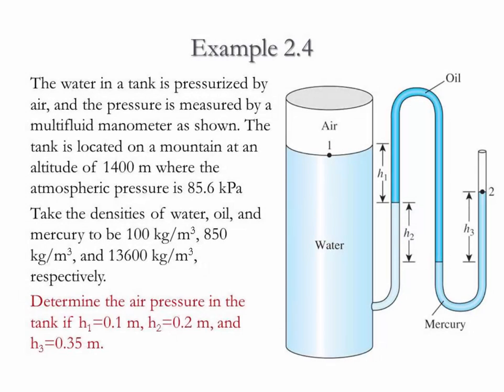Example 2.4. In this example, water in a tank is pressurized by air and the pressure is measured by a multi-fluid manometer, as is shown in the figure. The tank is located on a mountain with an altitude of 1400 meters where the atmospheric pressure is equal to 85.6 kilopascals. The goal of the problem is to determine the air pressure of the tank if the values for H1, H2, and H3 are given, as well as the density of water, oil, and mercury.